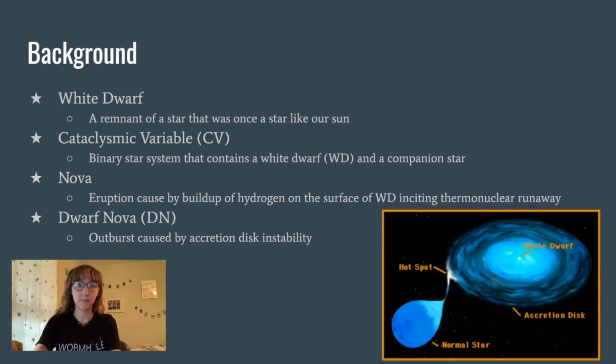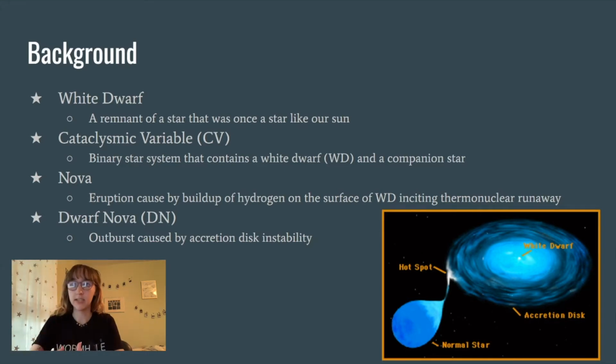and a cataclysmic variable is a binary star system that contains a white dwarf and a companion star, which you can see down here with a white dwarf in the middle, surrounded by an accretion disk, and the companion star to the left. A nova is actually an eruption caused by a buildup of hydrogen on the surface of a white dwarf, which incites thermonuclear runaway. And a dwarf nova is an outburst caused by accretion disk instability.